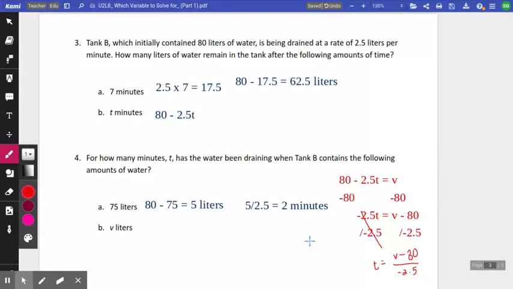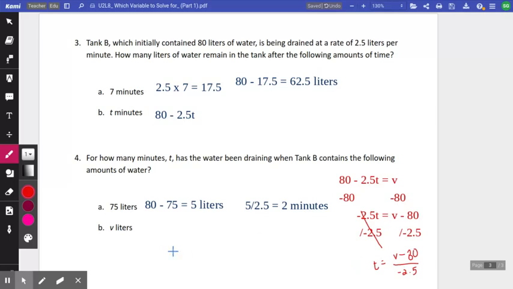So that could be our expression for how many minutes have gone by if there are V liters in the tank. I've been so tongue-tied this week. I'm sorry. So that right there would be our expression.